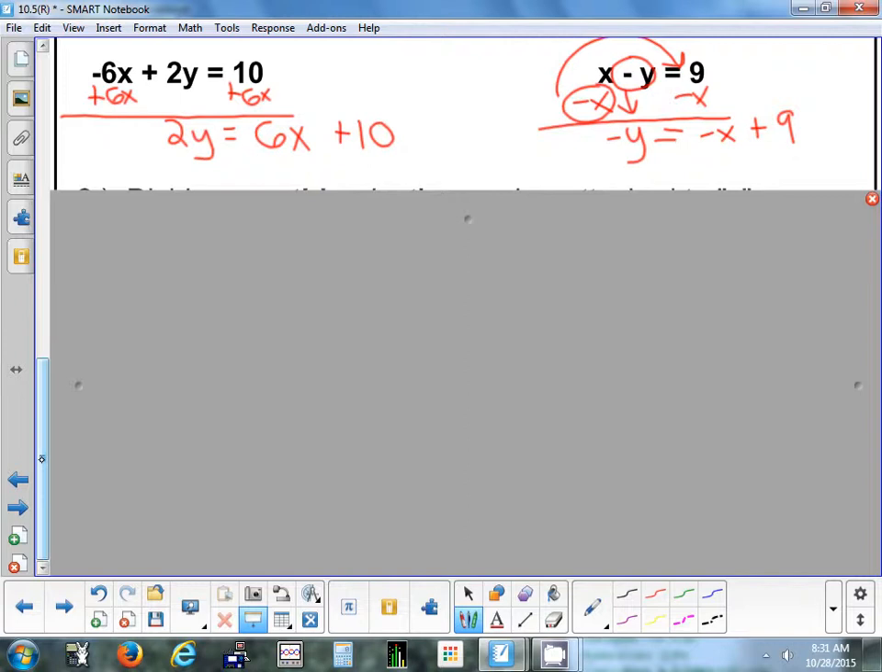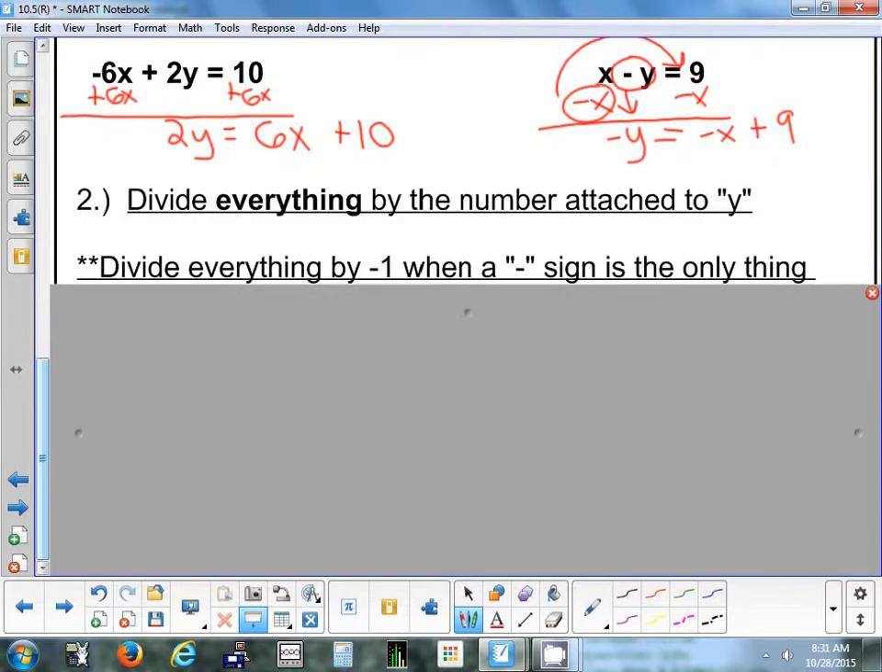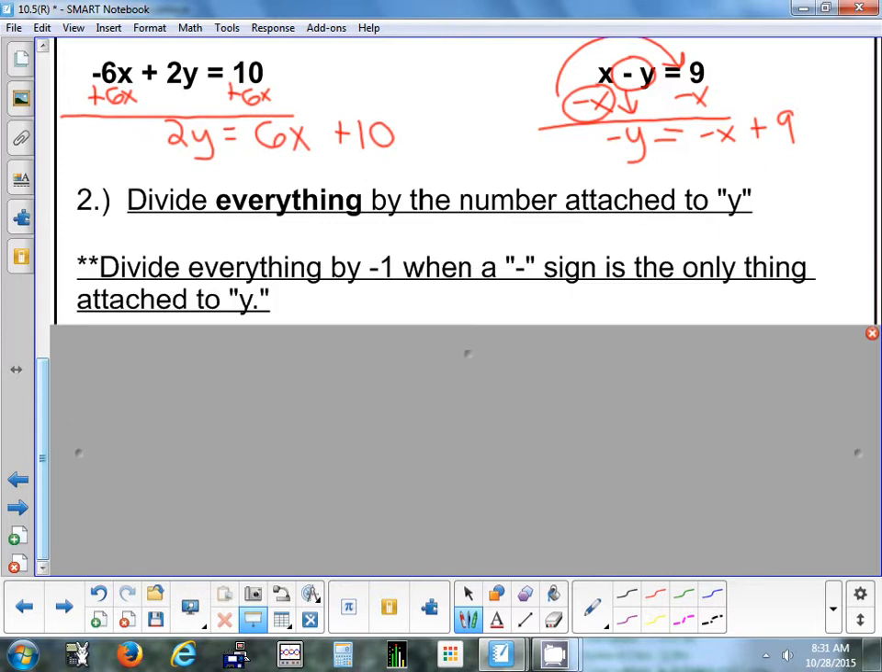Now, like I told you before, this is 2 steps. First step, just like before: do the opposite operation of x, get it to the other side. Now, I'm going to divide. There's 2 things that can happen here, or 2 different situations. I'm going to divide everything in that problem by the number attached to y. Everything has to get divided by the number attached to y.